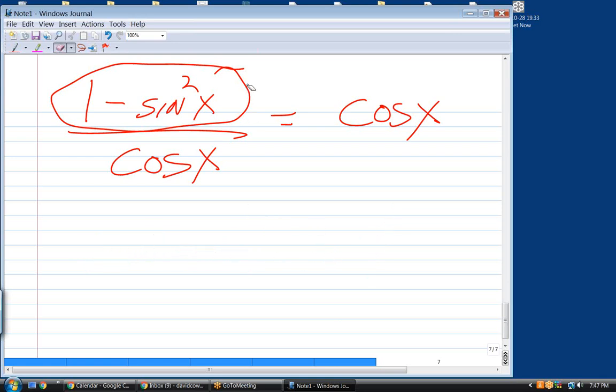And in all honesty, this is the way you're going to see it much more frequently than you will sine squared plus cosine squared. They're going to be a little tricky. In the last problem, we actually were looking at sine squared plus cosine squared, but I would say in 90% of your problems, you're going to be looking at 1 minus one of those.